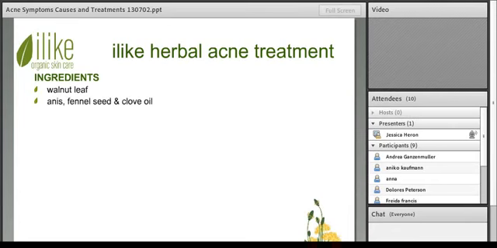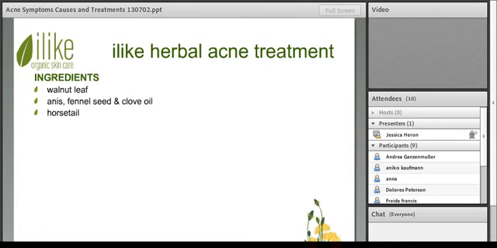The ingredients include anti-inflammatory ingredients like walnut leaf, anise, fennel seed, and clove oil. These are herbs that also have anti-inflammatory benefits, but also have hormone balancing effects. They have naturally occurring estrogen effects, so that will also assist with any of those adult hormonal acne in women. And also our pigment inhibitors, like anise, is a pigment inhibitor that slows the darkening and scarring of the skin.